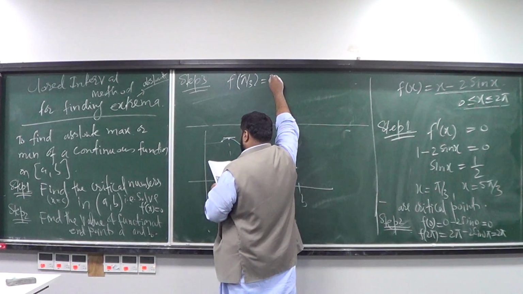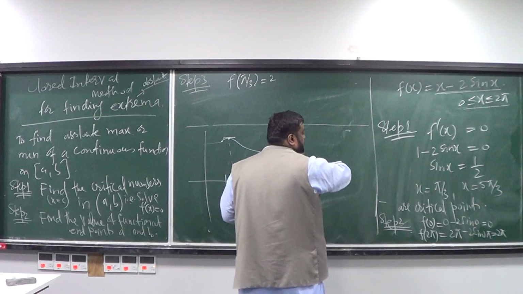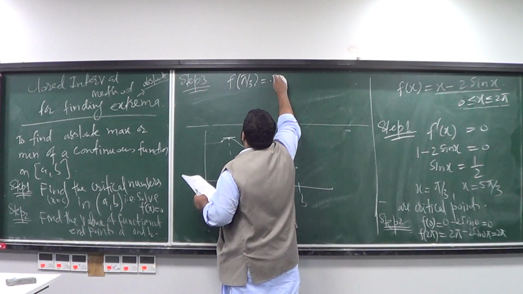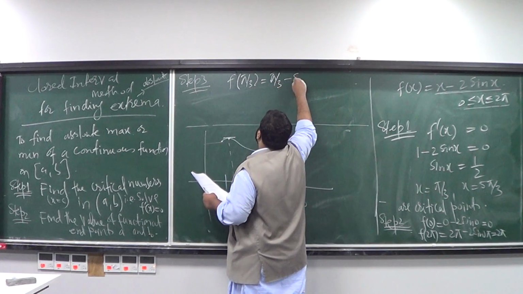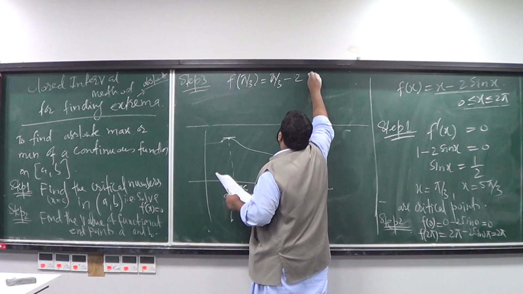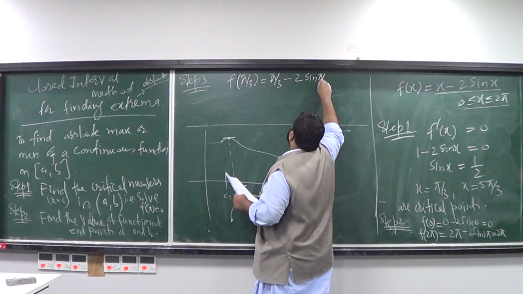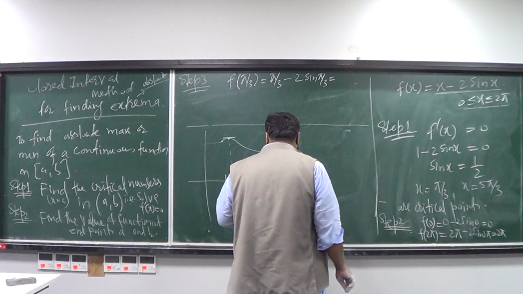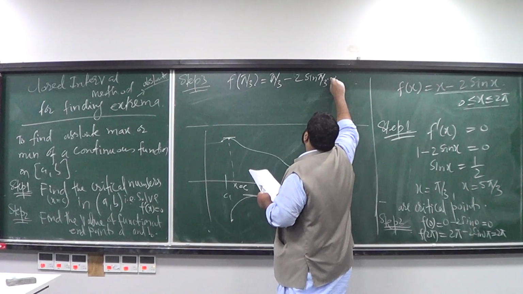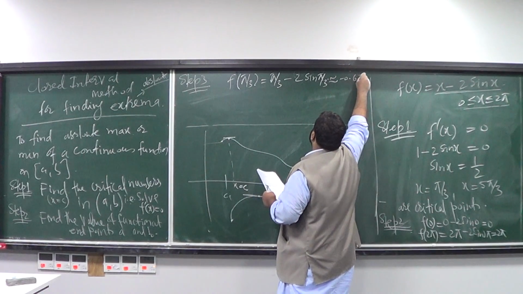Okay, so it's 2, no, not 2 but pi by 3 minus sine pi by 2 sine pi by 3, 2 sine pi by 3. So you can pull out your calculators, and it turns out that this is equal to minus 0.684.